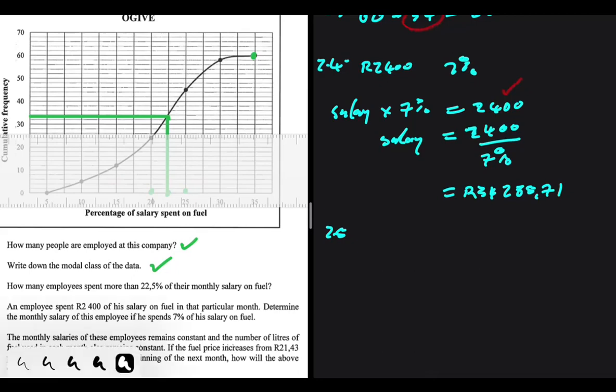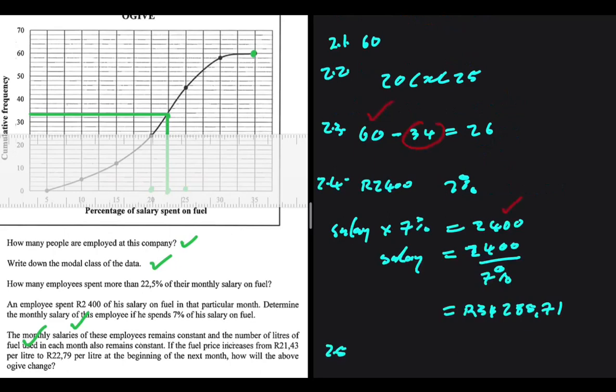2.5. The monthly salaries of these employees remain constant, and the number of liters of fuel used in each month also remains constant. So salary is constant. The liters of fuel required are constant. If the fuel price increases from 21.43 to 22.79 per liter at the beginning of the next month, how will the above cumulative frequency graph change?